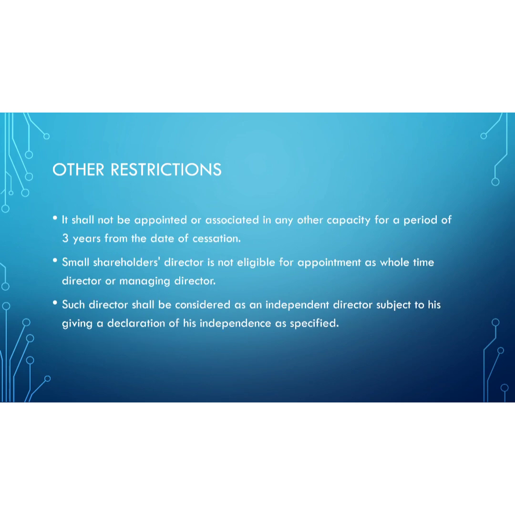Number 4. A small shareholder director, whether directly or indirectly, is not to be appointed or associated in any other capacity with the company for a period of 3 years from the date of cessation as a small shareholder director. Number 5. A small shareholder director is not eligible for appointment as full-time director or managing director of the company. Here manager is not used because the manager doesn't come in the company.